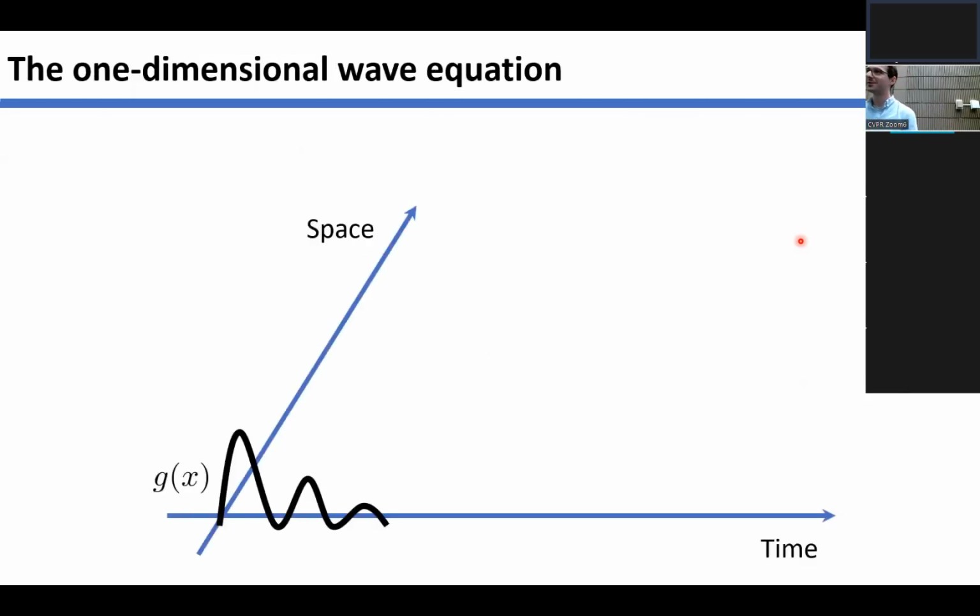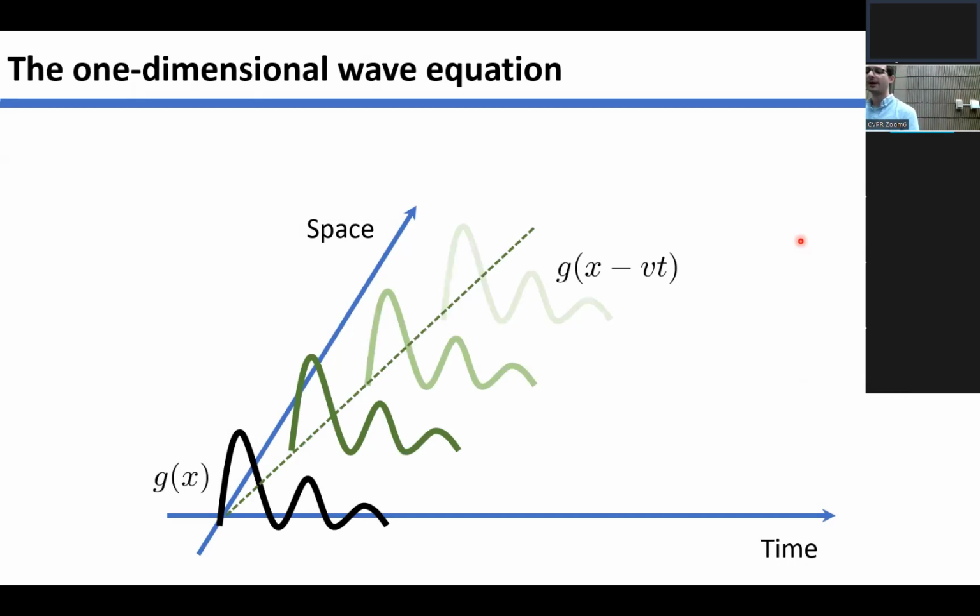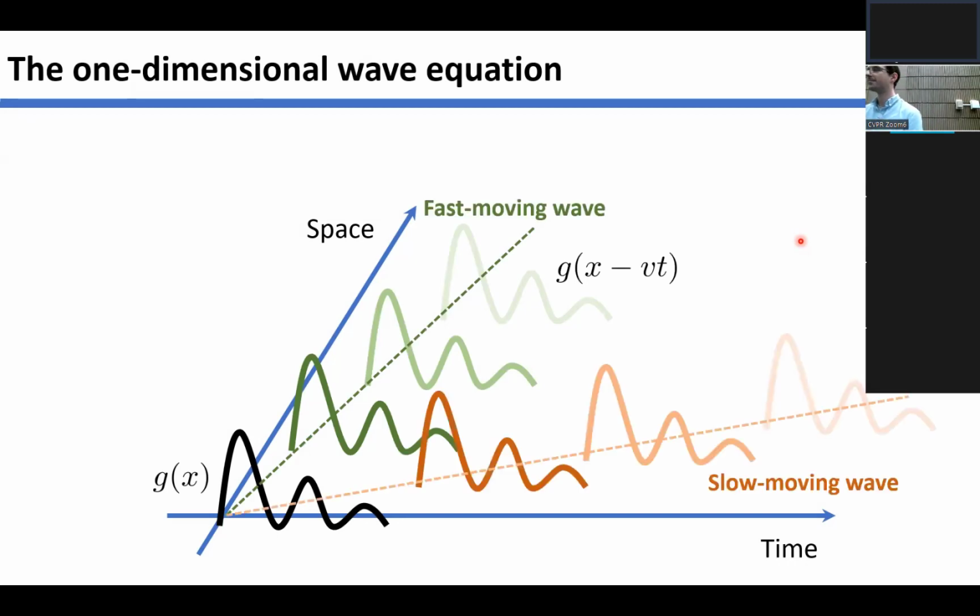Just to give you a bit of a feel for the one-dimensional wave equation, let's say I have a particular shape of a wave propagating through space, either in a fast manner or in a slow manner. I'll represent the kernel that I'm moving by g of x, and then the wave in space and time is f of x.